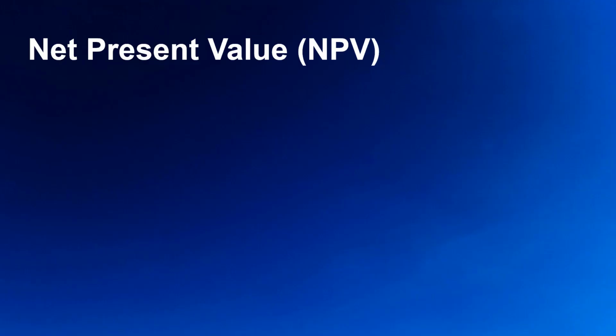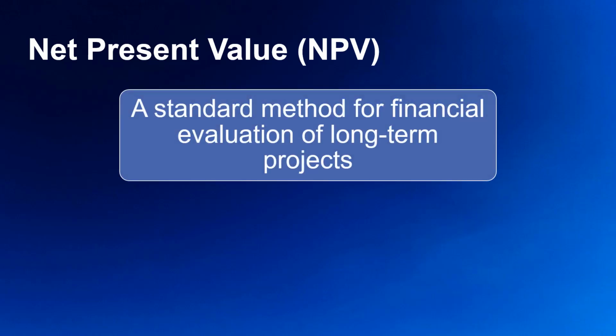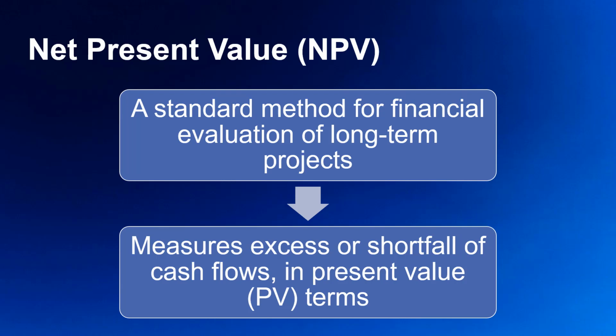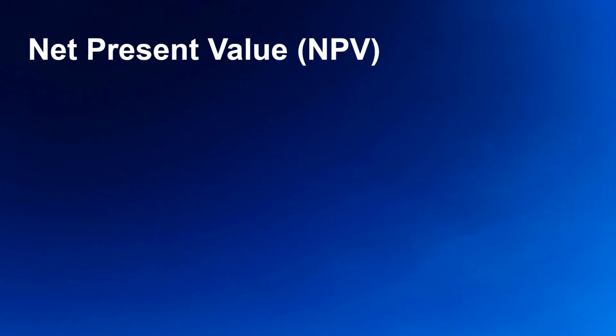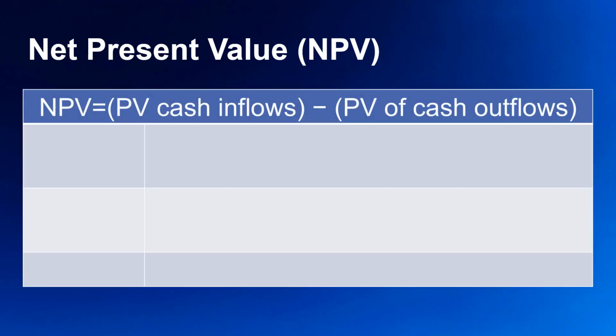And this takes us to our next topic, which is net present value. This is, of course, very closely related to the present value. Net present value, NPV, is a standard method for financial evaluation of long-term projects, used for capital budgeting and employed widely throughout economics. Net present value measures the excess or shortfall of cash flows in present value terms once financing charges are met. Here's the formula for net present value. It's a bit scary looking. Net present value, NPV, is the sum of present value of cash inflows minus present value of cash outflows.